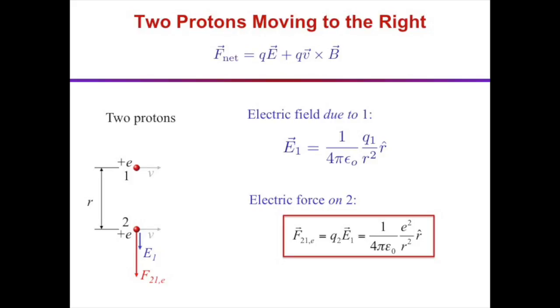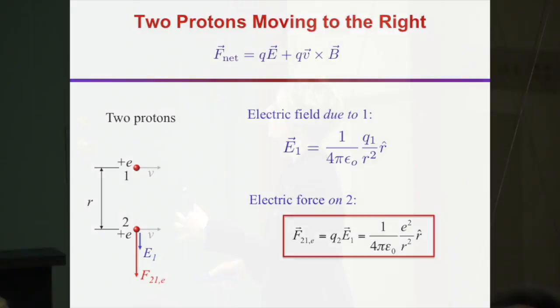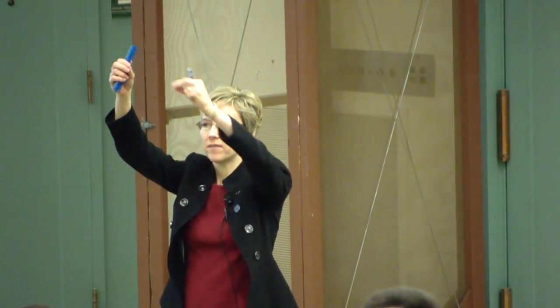Here's the total force we're going to have to consider, QE plus QV cross B, but first electricity. Let me just zoom in on particle 2. I'm going to think of the first particle, particle 1, a positively charged particle. It exerts an electric field in space. As it's moving, it also exerts a magnetic field in space. And I'm going to think about the effect on particle 2.